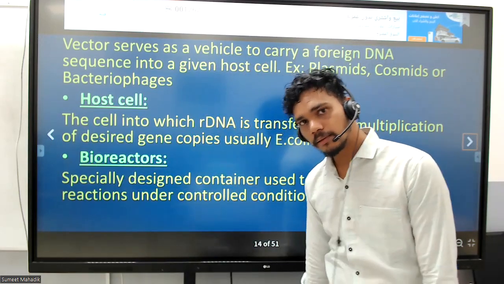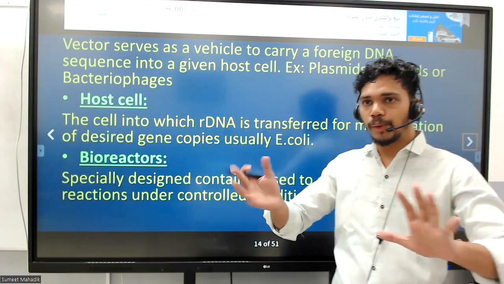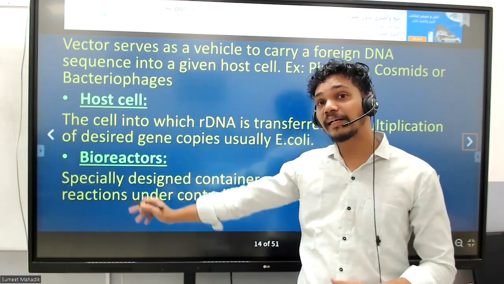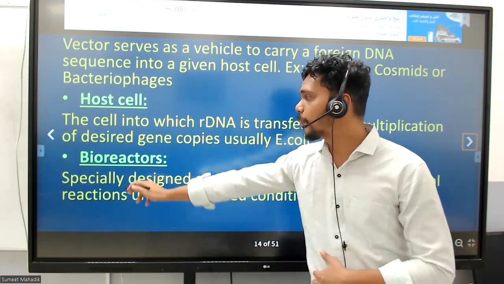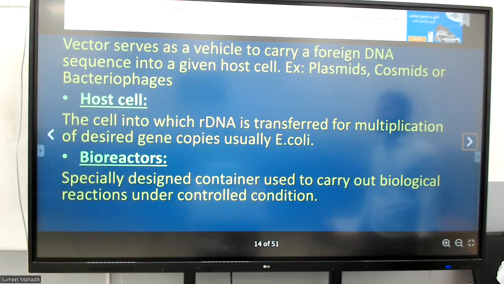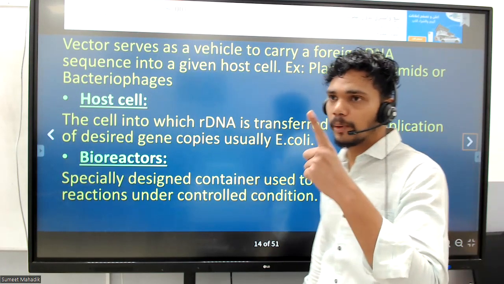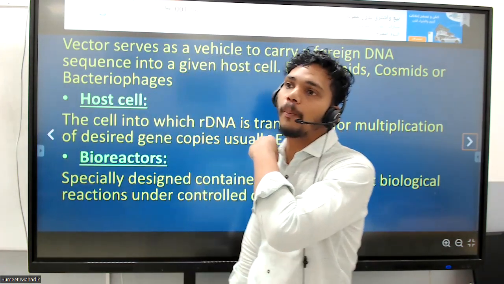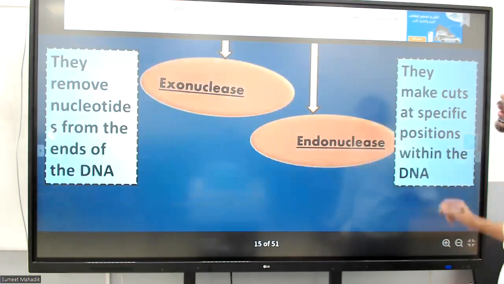Bioreactors. What are bioreactors? I want to make food today. I need utensils. So obviously for culturing purposes, they need a specially designed container used to carry out the biological reaction under control. Why? What control conditions? pH should be maintained, aeration should be maintained, temperature should be maintained properly. These three things will be there.